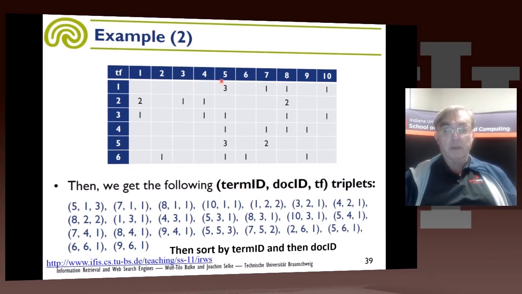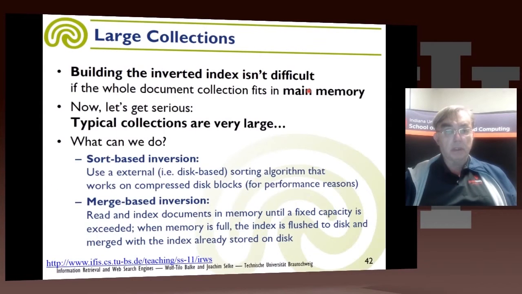You start off being arranged by document, so you have everything for document 1, then 2, 3, 4, 5, 6. But actually you want it arranged by words. You want all the stuff for word 1, then word 2, then word 3, and so on. And that's what is illustrated here. This is really quite straightforward.